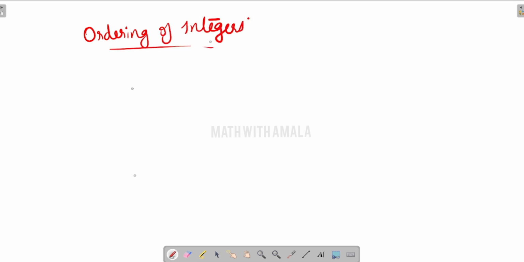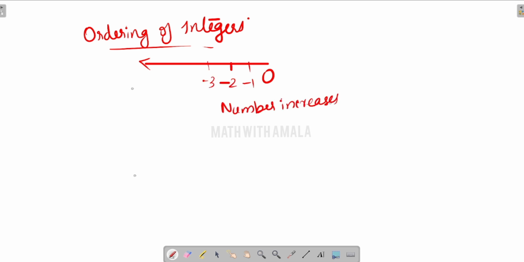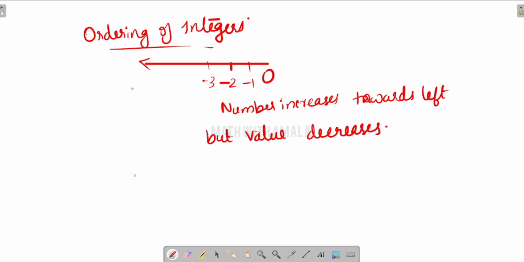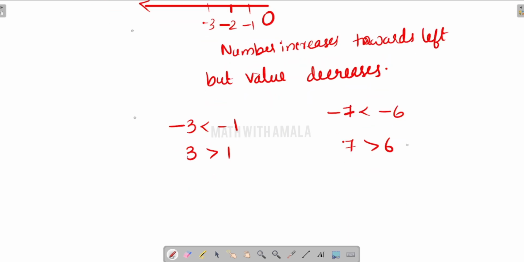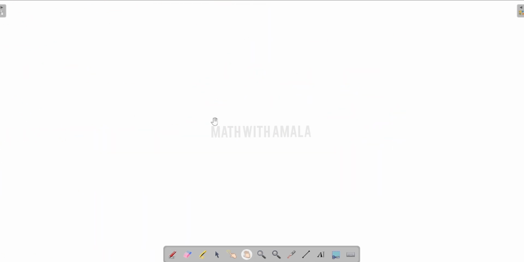Next, ordering of integers. Every integer on the number line has a particular position, so you can give a particular order there. Let's go from 0 towards the left. You can see minus 1, minus 2, minus 3. So the number increases towards the left, but the value will be decreasing. 1, 2, 3, 4 will be increasing towards the left, but the value will be decreasing. Likewise, minus 3 is less than minus 1, but 3 is greater than 1. When 7 is greater than 6, minus 7 is less than minus 6.